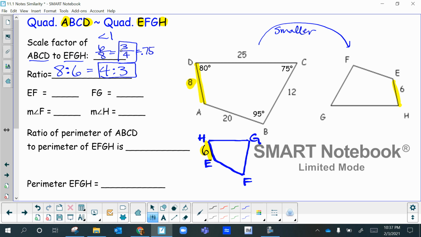So what would EF be? EF is right here, which corresponds to the 20. Sometimes you can do that in your head, sometimes you can't. So you can say 8 is to 6 as 20 is to EF. So 6 times 20 is 120, divided by 8 is 15. So EF is 15.